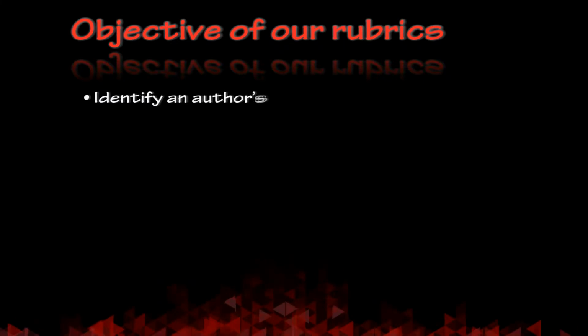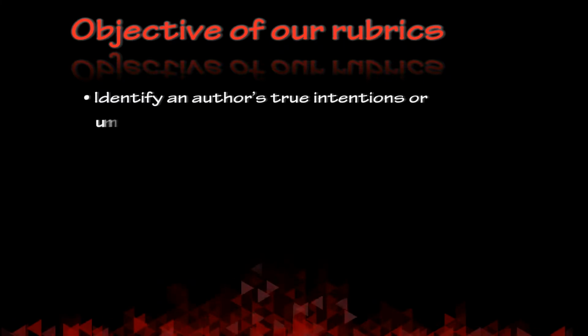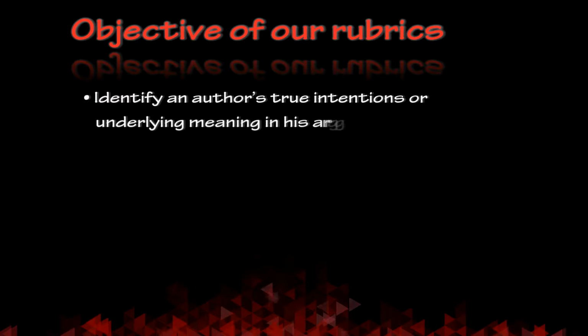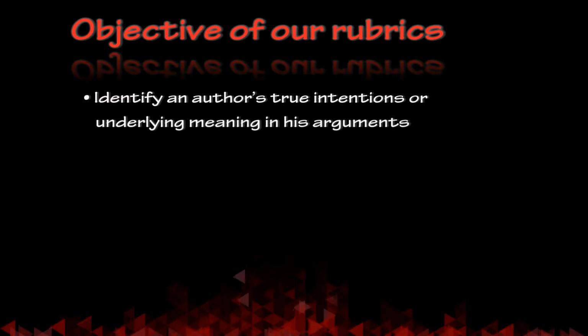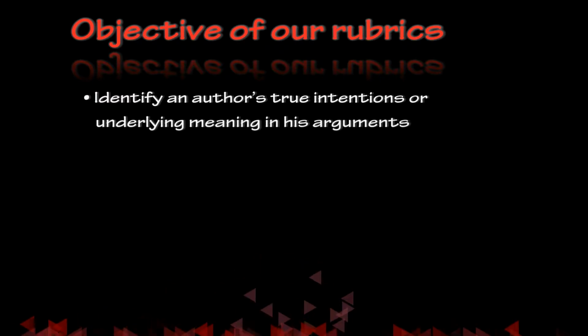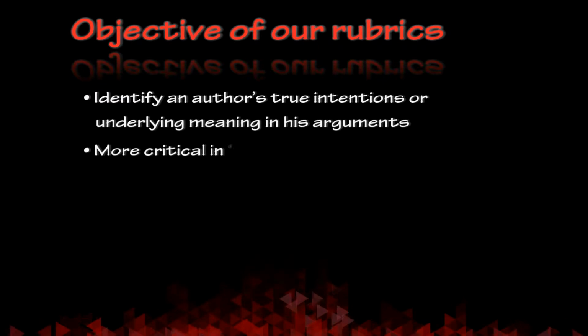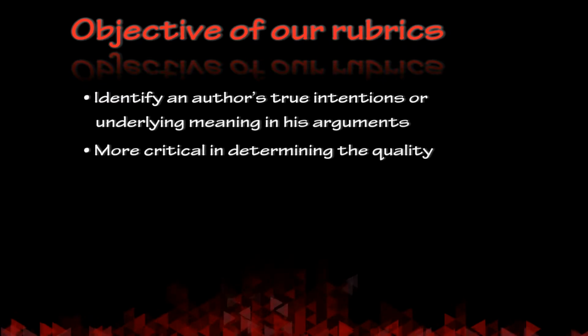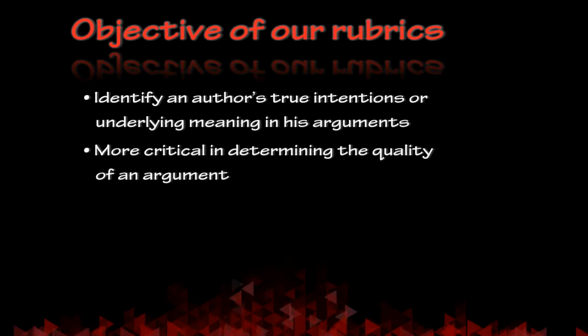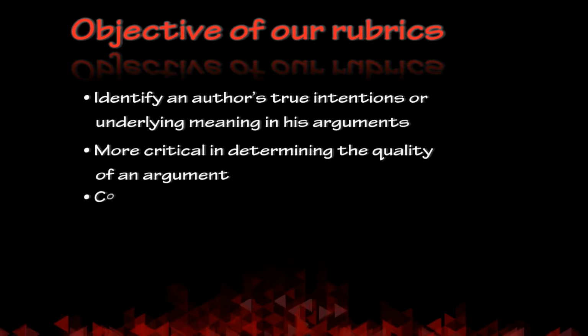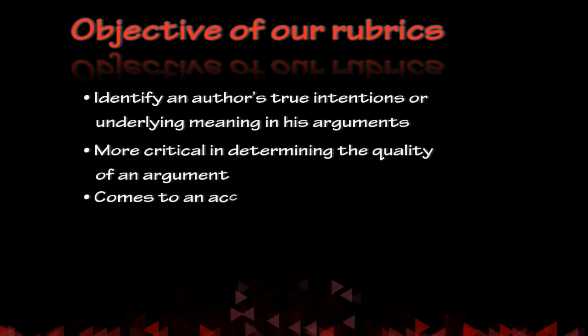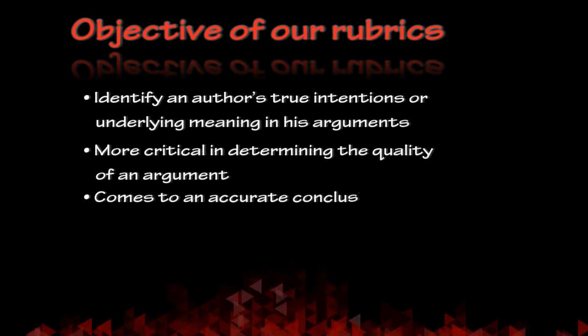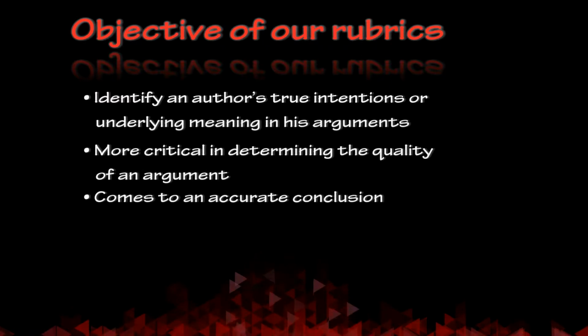The objective of our rubric is to help the reader deconstruct an article, going further in depth to identify an author's true intentions or underlying meaning in his arguments. Our rubric allows people to be more critical in determining the quality of an argument, allowing one to think twice about their own views or the writer's view on the topic before coming to an accurate conclusion.